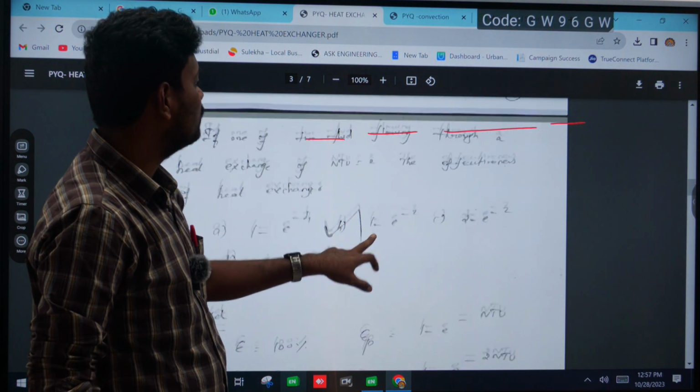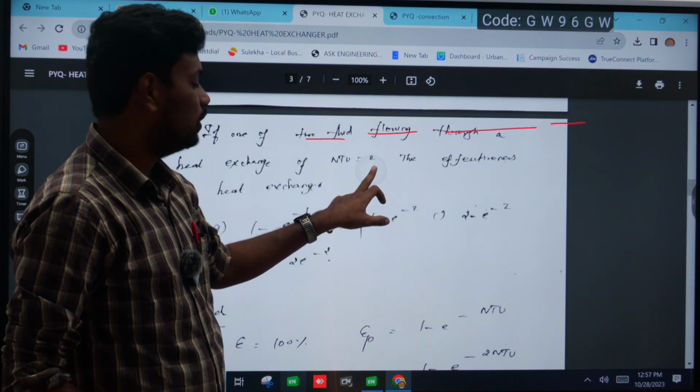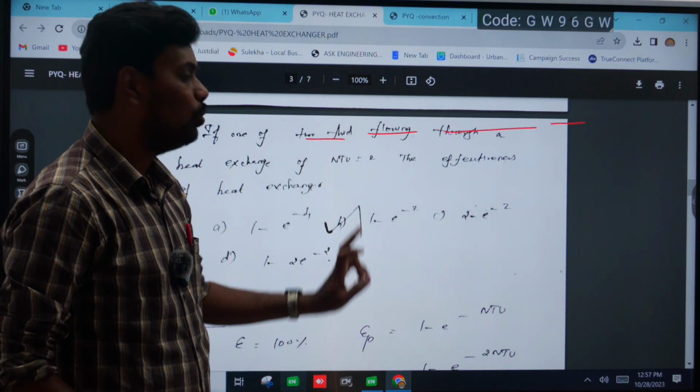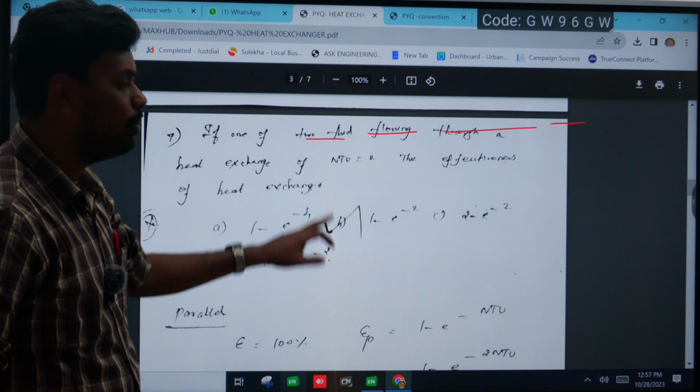Here NTU value is given as 2. Then what will be the answer? 1 minus e power minus 2. If you remember this formula, you can solve this question. Okay, so remember these formulas.